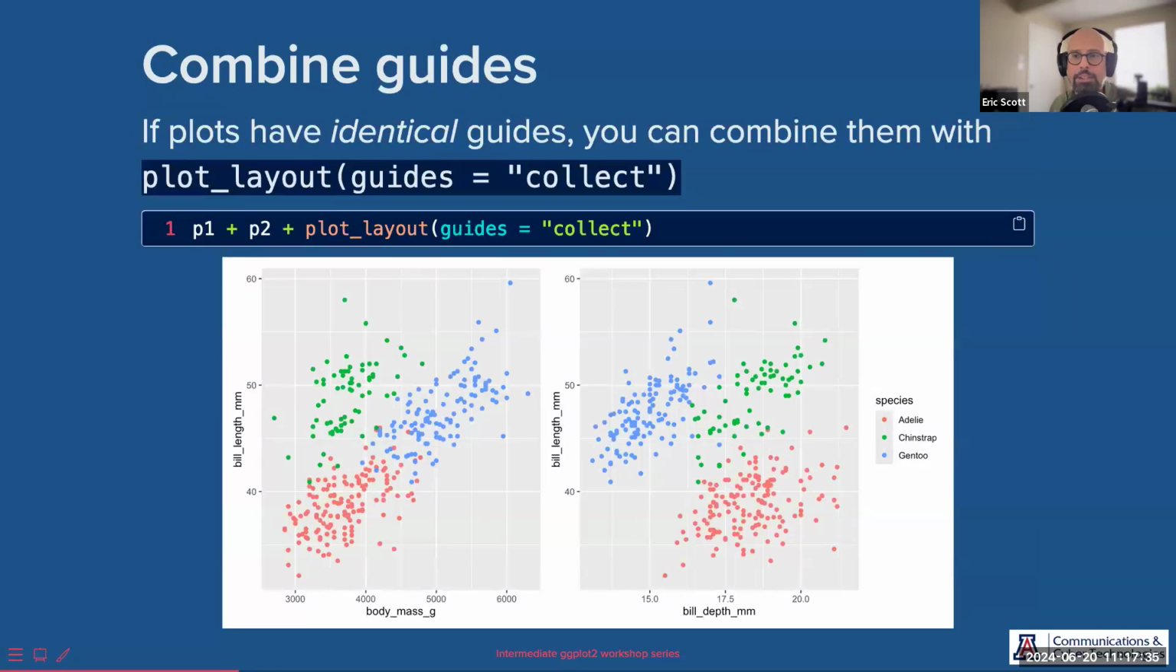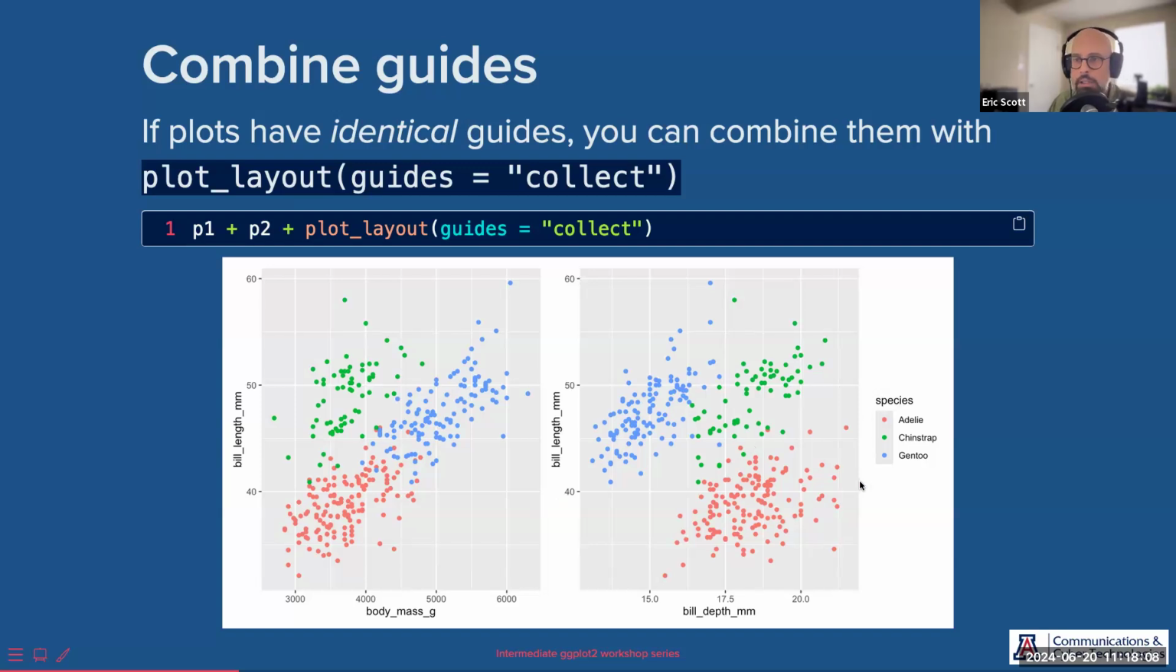So combining guides, right? I mentioned that we only need one color legend, so we can combine identical guides. We do that by adding this plot_layout function that's part of patchwork, and we can say guides equals collect. In this case, that works because these are identical, and they do have to be identical. What I mean by identical is identical name. So it has to be species with a lowercase s. If one of them had an uppercase s, one had a lowercase, they wouldn't get combined.